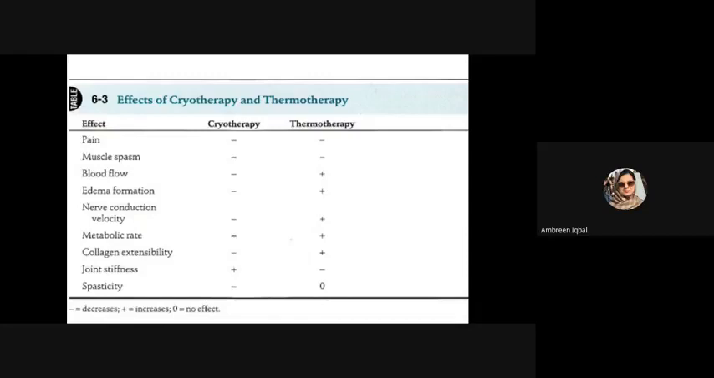Collagen extensibility: cryotherapy decreases the collagen extensibility, while thermotherapy increases the collagen extensibility. And joint stiffness: as cryotherapy decreases the collagen extensibility, it increases the joint stiffness, while thermotherapy decreases the joint stiffness. Coming towards spasticity, cryotherapy is very effective in reducing spasticity, while thermotherapy has no effect in reducing spasticity due to upper motor neuron lesions.